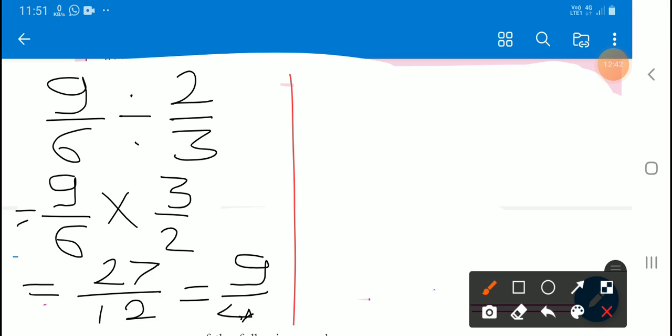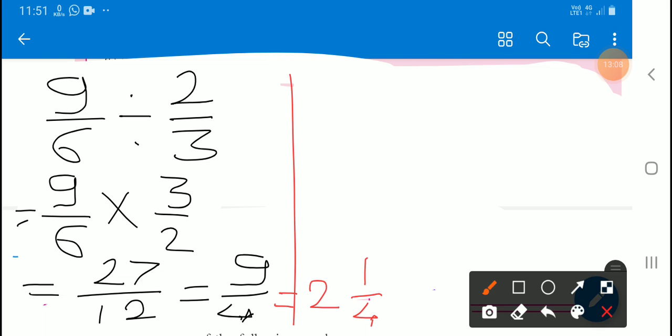Okay. Now here you can bring this 9 upon 4 into a mixed number also, this way. 4 2s are 8, 1 remains upon 4. Okay.